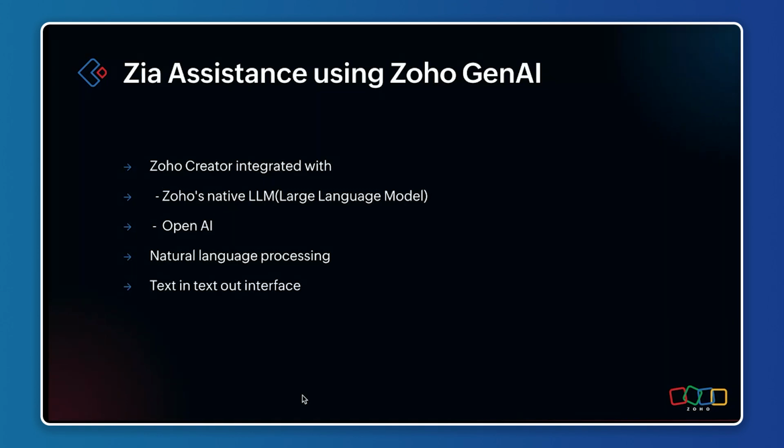So it has a text in and text out interface. So you can type your application requirements in this interface. So the descriptive input that we give, we call it as a prompt. Based on the input queries that we give in the conversational tone, you will get the desired output that tailors to your requirement.